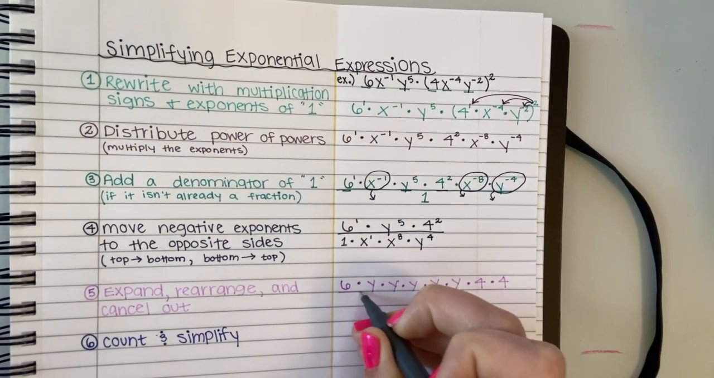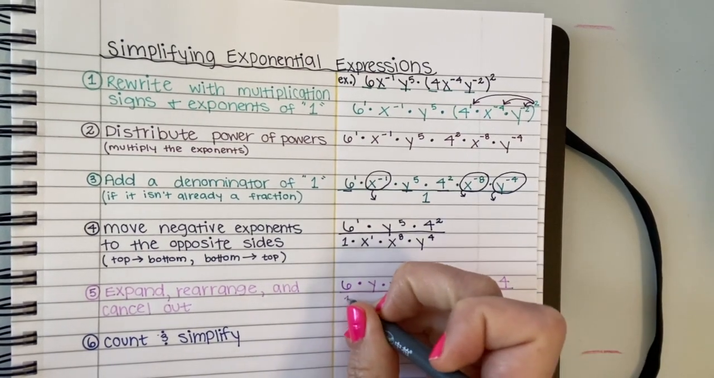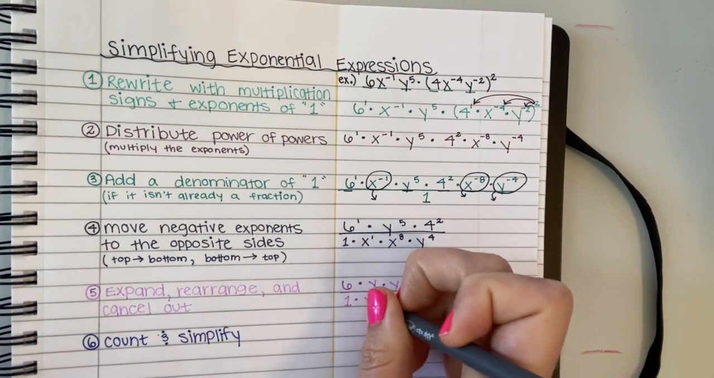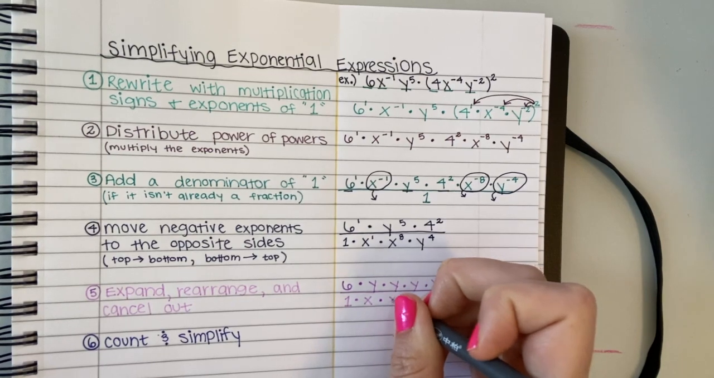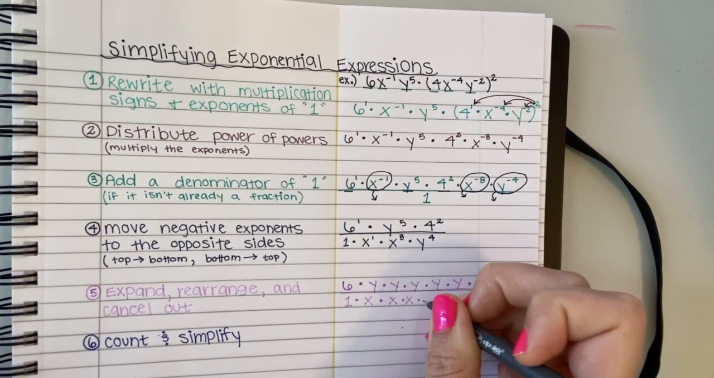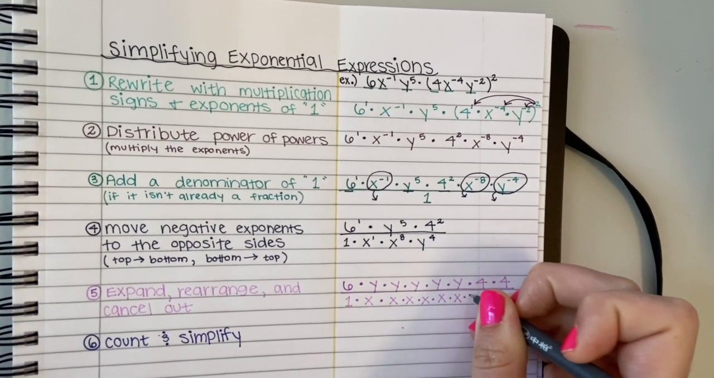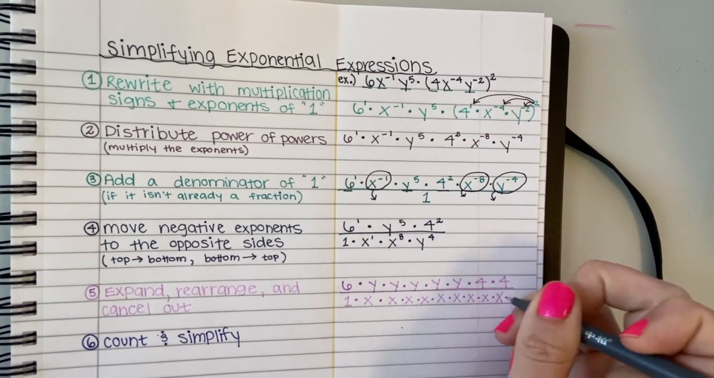Then I'm going to move on to the bottom. On the bottom, we have a 1. We have an x. We have 8 more x's. And we have 4 y's.